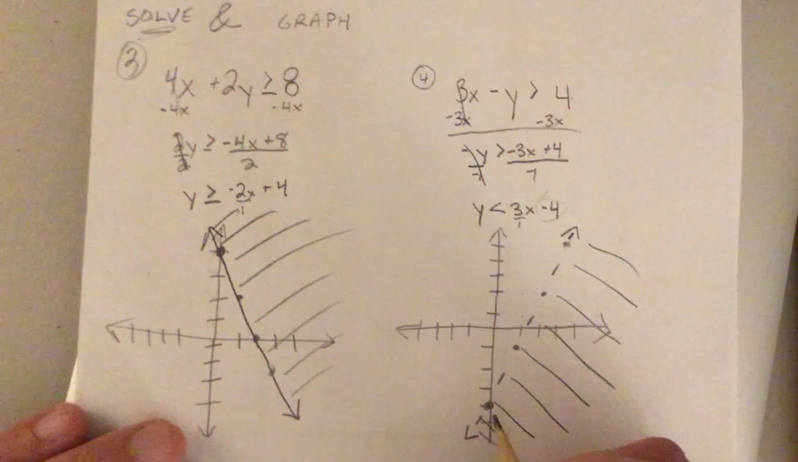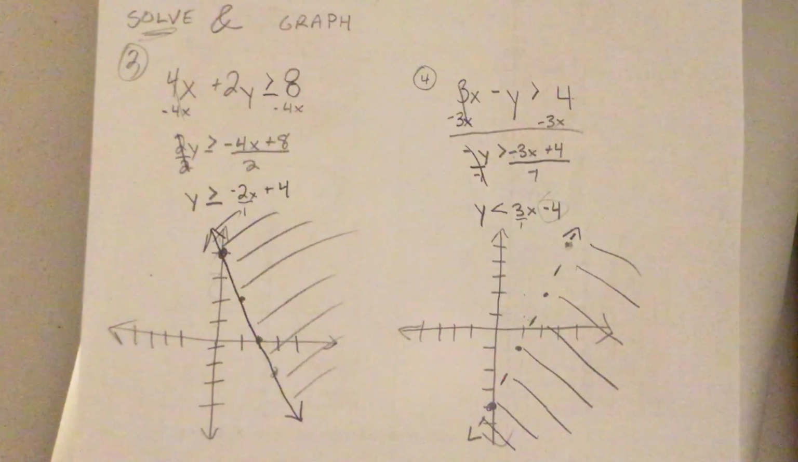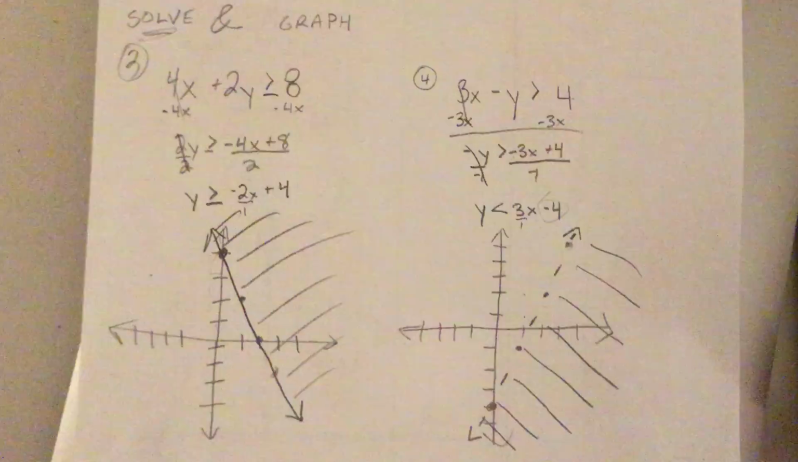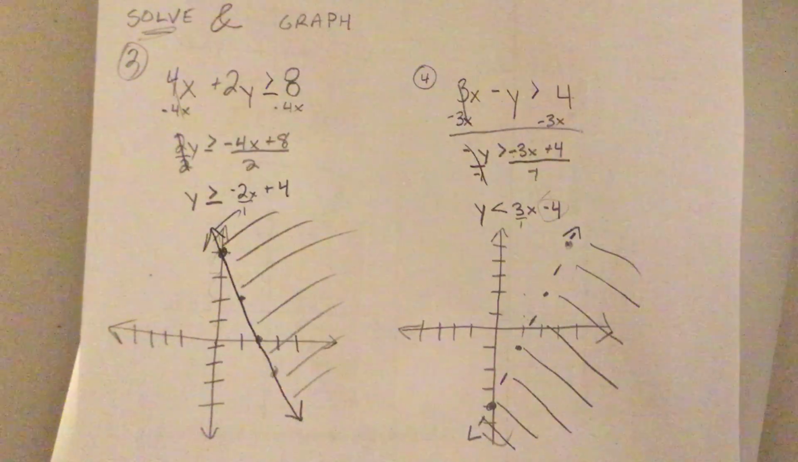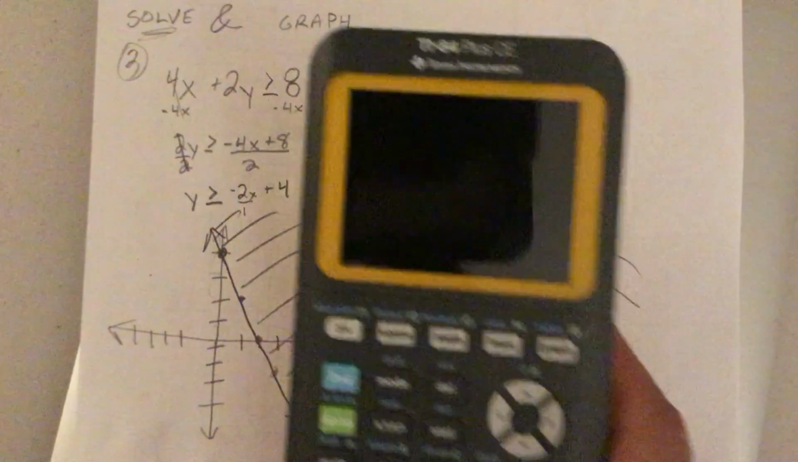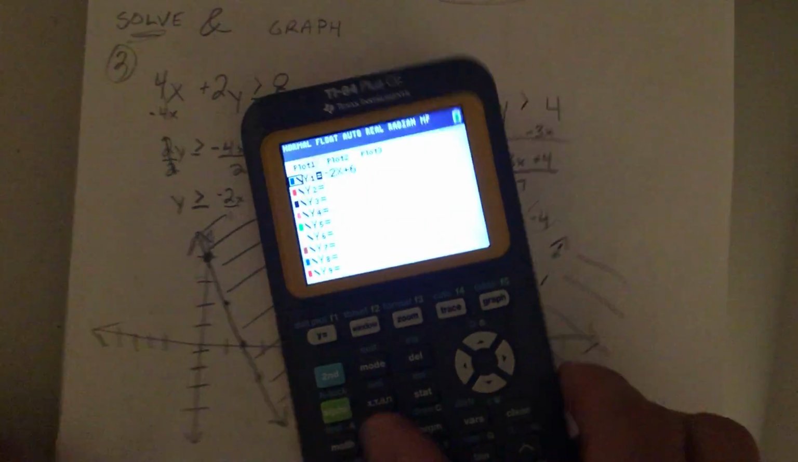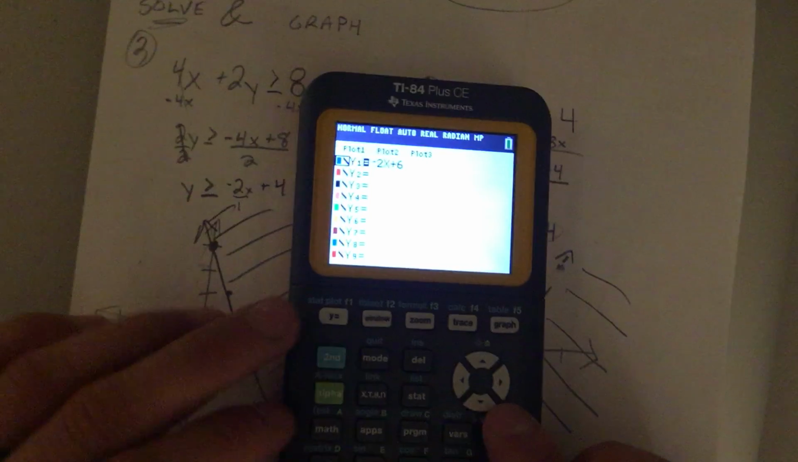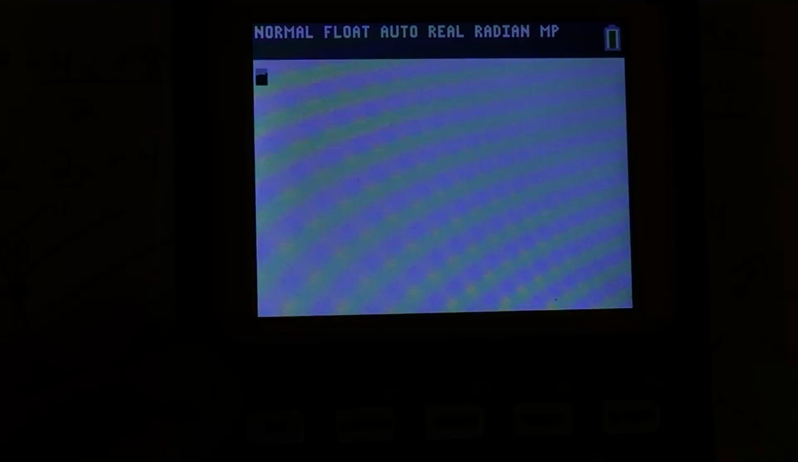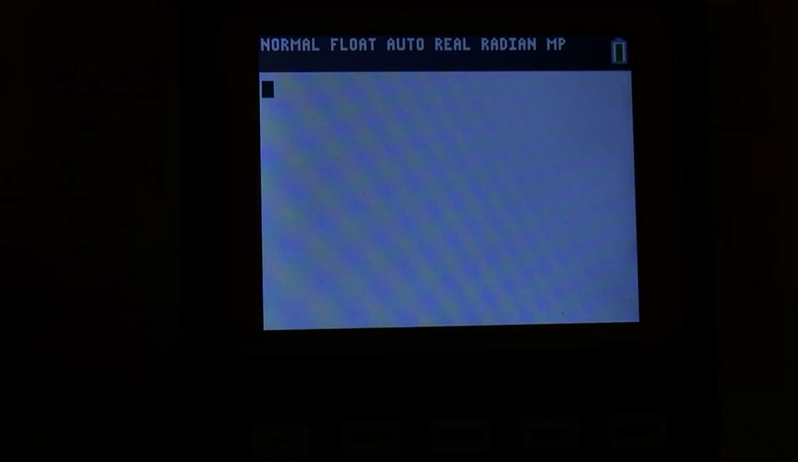Okay. You might say, Mr. Herr, do I always have to graph by hand? You don't. In fact, we're going to talk about this one right here, y is less than 3x minus 4 on our graphing calculator. Okay. Hey, speaking of our graphing calculator, let me quit out of this and then zoom in, hopefully get a focus on that screen. There we go.